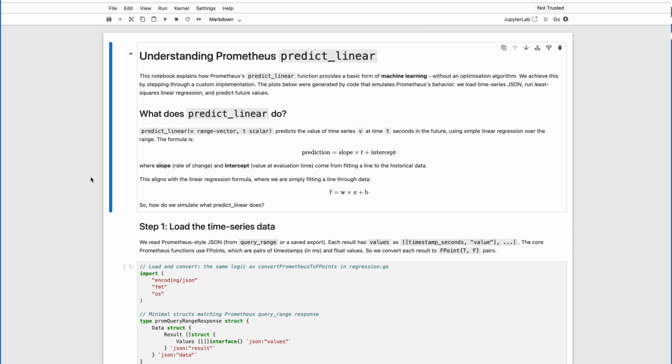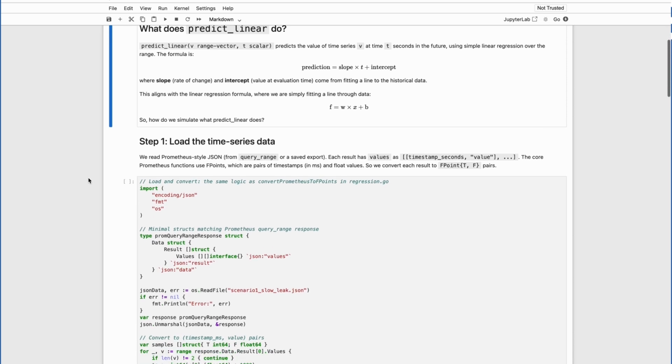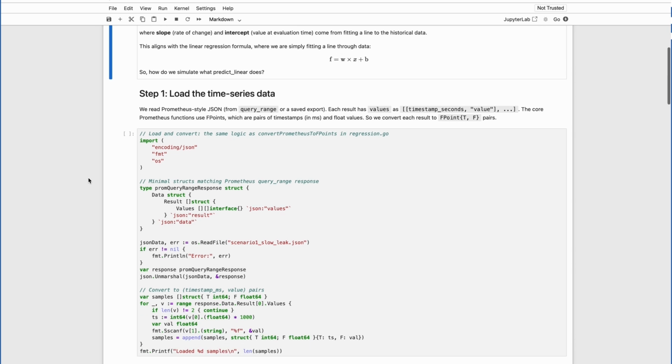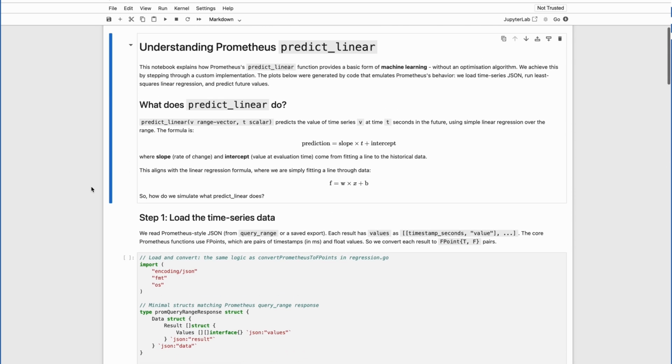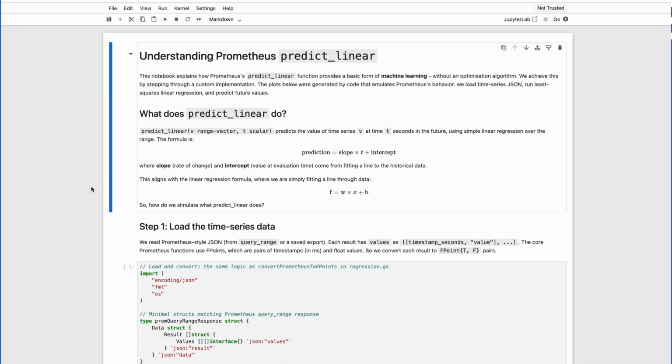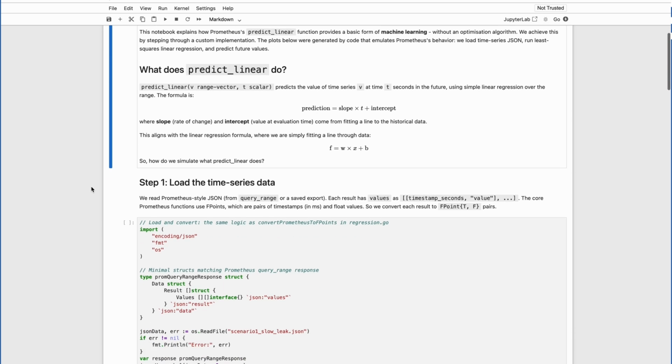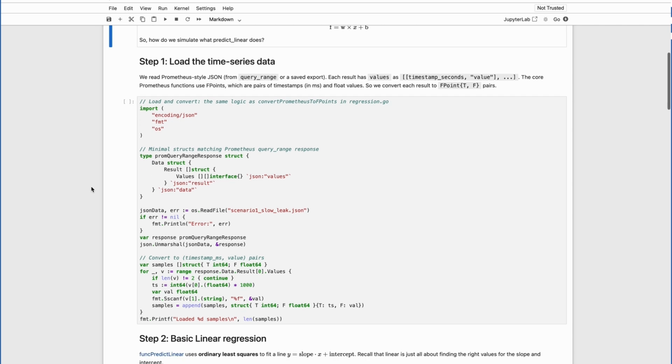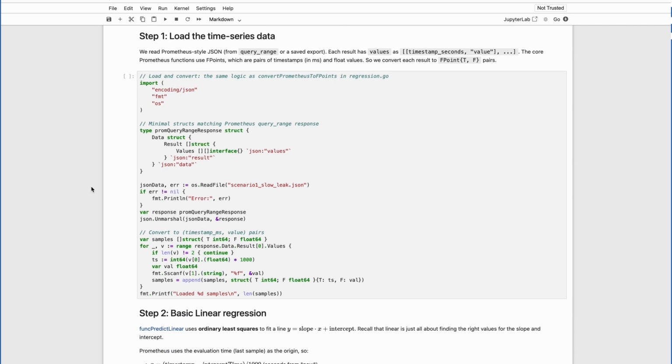Now, in our last video, we looked at the predict_linear function in Prometheus. Under the hood, it's based on a foundational machine learning technique called linear regression. In the simplest terms, linear regression is when you have a whole bunch of historical data points like CPU usage over time and draw a line that best represents that trend. Once you have that line of best fit, you can just extend it out into the future to predict where the next data point is probably going to land.